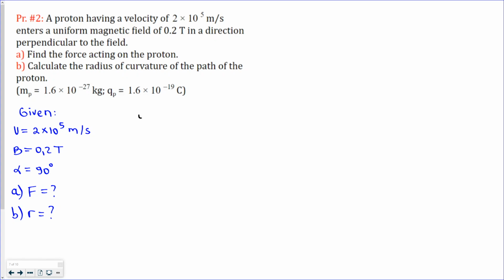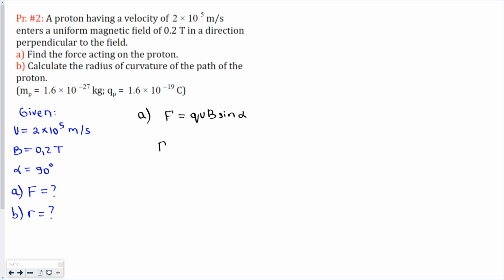Let's start solving from part A. We also know the mass of the proton and the charge of the proton. The angle between the velocity and the magnetic field is 90 degrees, so the motion will be circular, and it's enough to use the equation for the circular path. But first, we need to find the force acting on the charge. This is the general equation.